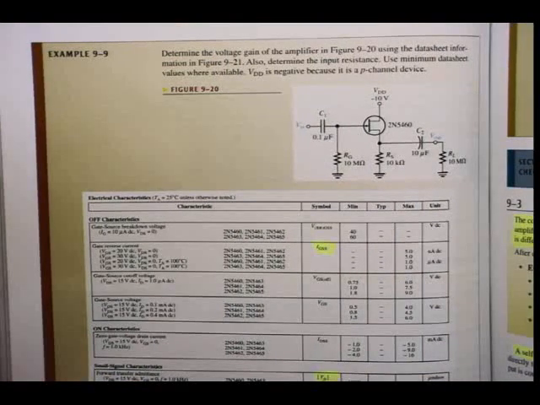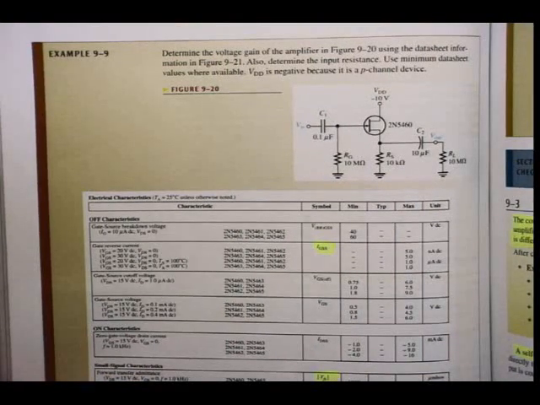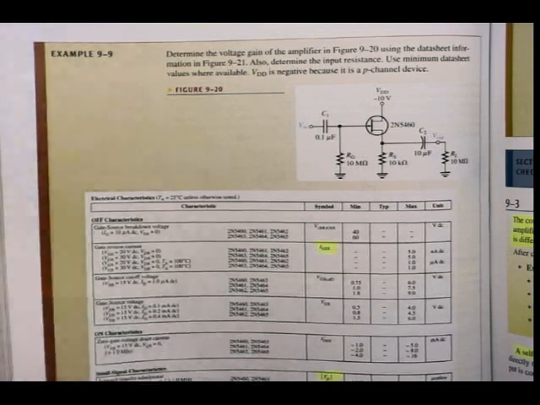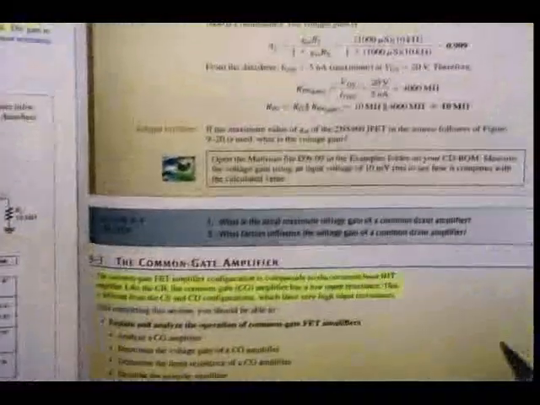Determine the voltage gain of the amplifier in figure 9.20 using the datasheet information in figure 9.21. Also determine the input resistance. You must read the questions carefully, especially in the tests and the exams. Use minimum datasheet values where available. V_DD is negative because it is a P-channel device. Alright, then if we go and have a look at the solution on the next page.